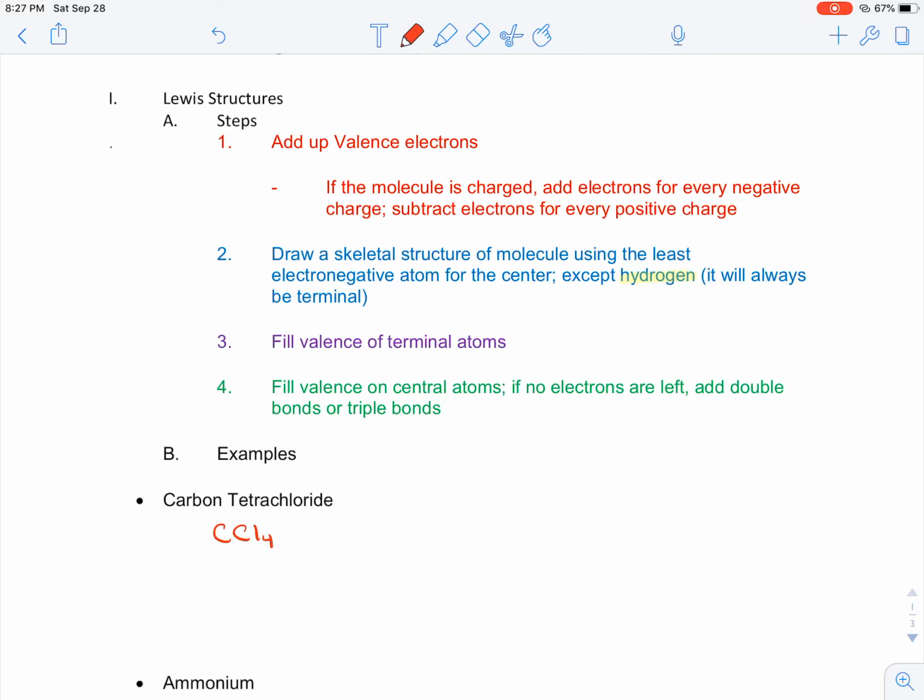So if we look up here, step 1, add our valence electrons. Carbon has 4 valence electrons because it is in group 14. We're going to take 4 times the 7 valence electrons of chlorine. Chlorine is in group 17, so it has 7 valence electrons. So we're going to take 4 plus 7 times 4, which is going to give us 32 electrons. So that was step 1. We're adding up our valence electrons. Our molecule was not charged in this case, so we don't have to worry about that one.